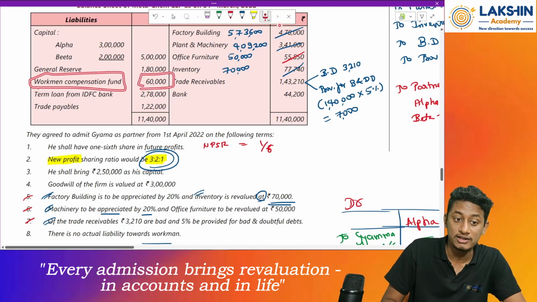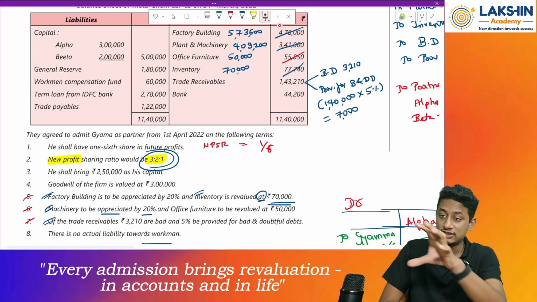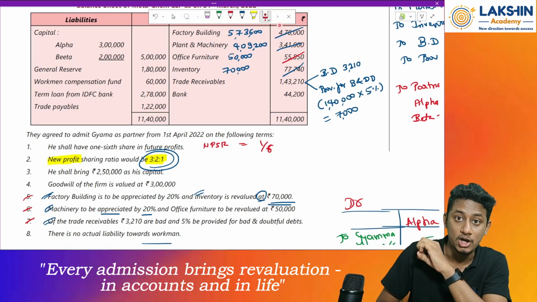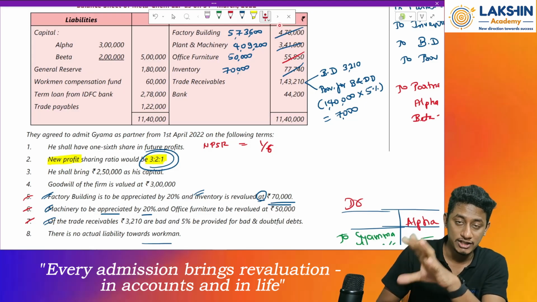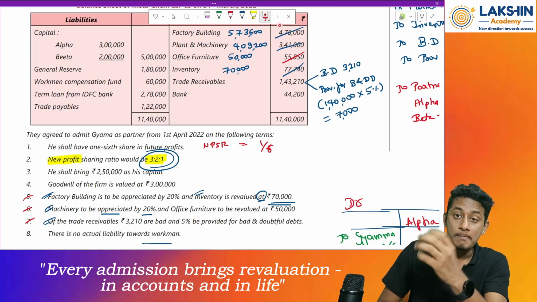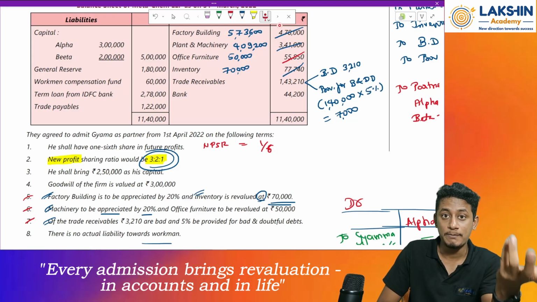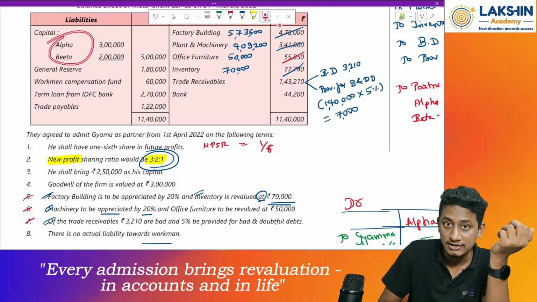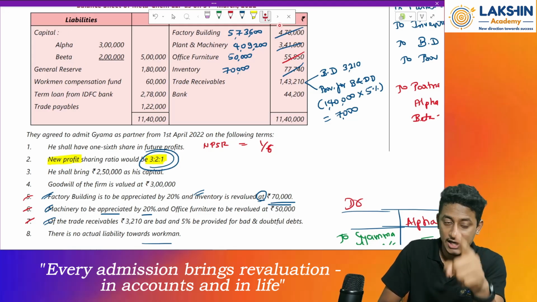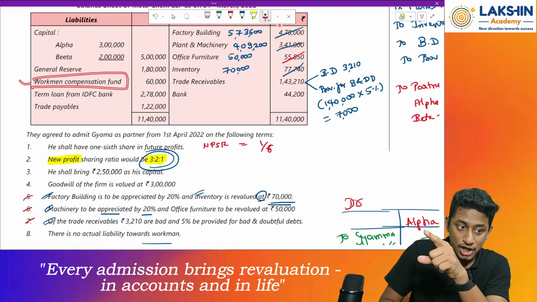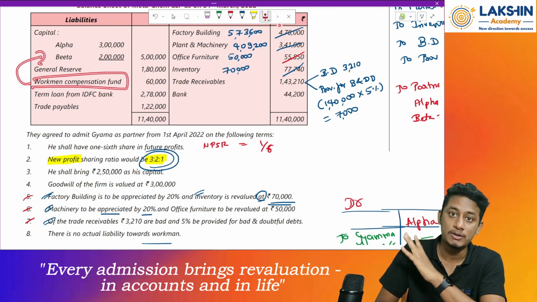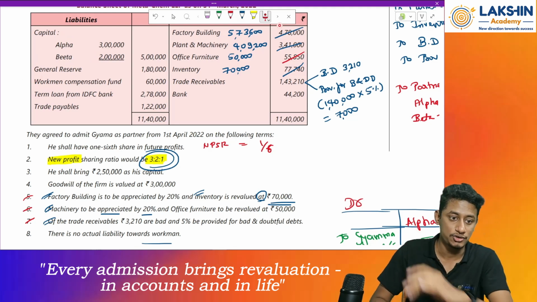Now how to dissolve this? This was taken out from what? From the profits of the partnership firm. This was taken out from the partnership firm's profit. Actually, the profits of the partnership firm belongs to whom? To the partners, to the old partners, actually, right? So because of that, this fund should be transferred to the capital of both the partners. In what ratio? In 1:1 ratio. So how will I do that?